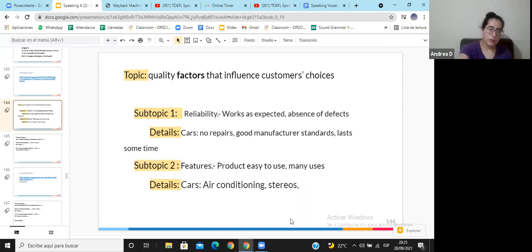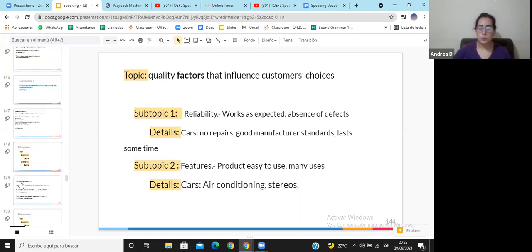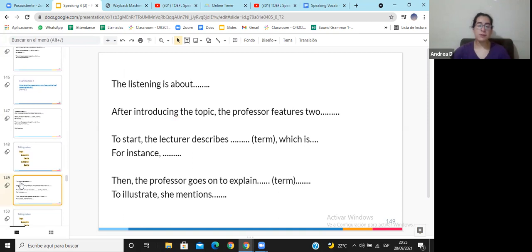Okay, guys. So finally, as for the response goes, in your response, here's what you need. At the beginning, you need a short introduction in which you explain what the main idea is, what the topic in general was about. So you can just say something like, "The listening is about," or "The professor discusses." Both are okay.